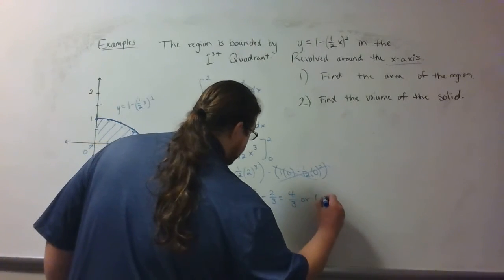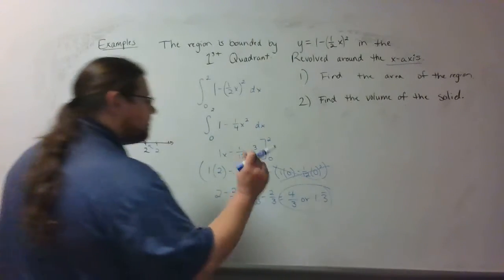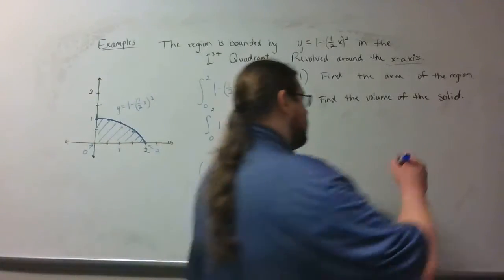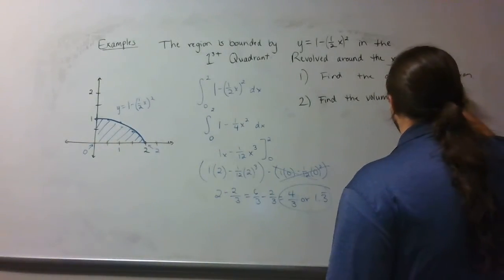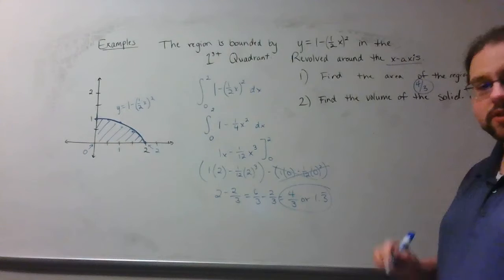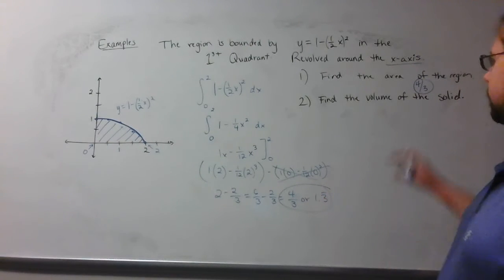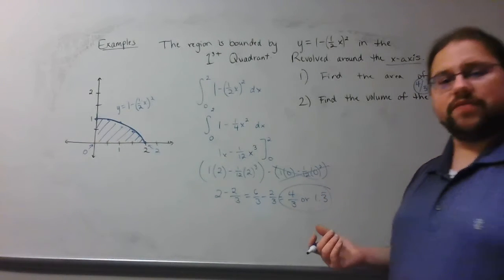Which you could also write as 1.3 repeating. Okay, so that's my area, either 4/3 or 1.3 repeating. I usually leave it as fractions just because that makes my life easier. So now that I found the area of the curve, I'm going to try to figure out the volume of the solid.